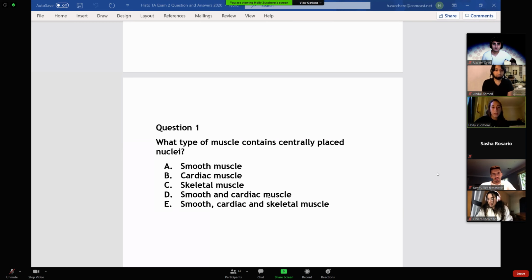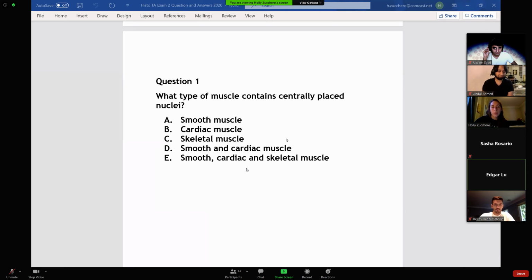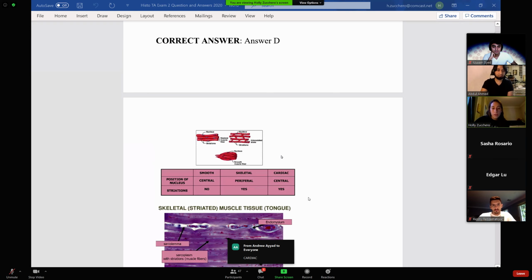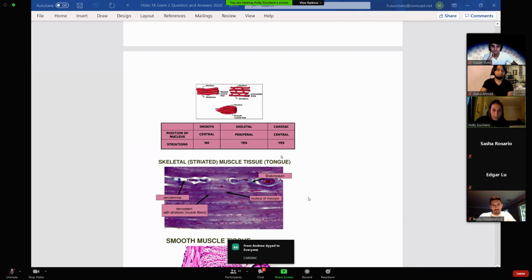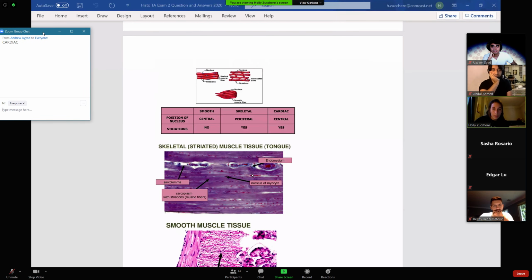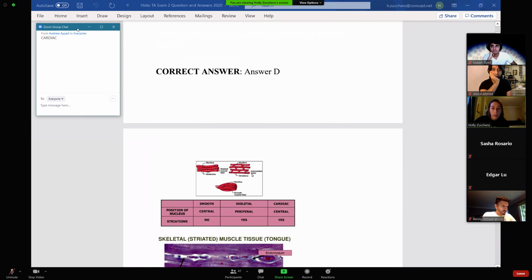Okay, does anybody know the answer to this one? Smooth and cardiac muscle. Right, so the answer to this one is D. So this first picture here, this is your skeletal muscle. Clearly, that's not one of the ones that has centrally placed nuclei.